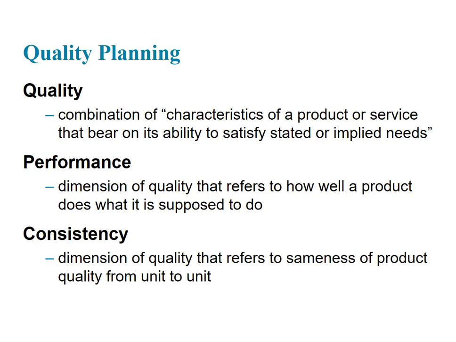Consistency refers to the sameness of product quality from unit to unit. Are we doing the exact same thing, and is our product coming out exactly the same way every time it's produced? It's very important that you are looking at these dimensions when it comes to quality planning. If you've never been part of a quality audit, when you get into an organization, you're going to find out how important quality is and all that goes into making sure that you meet these quality dimensions.